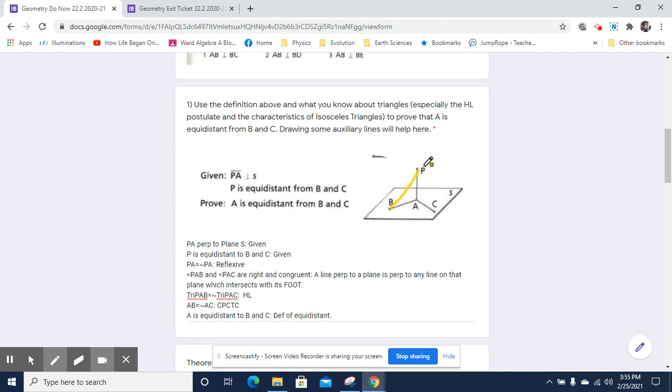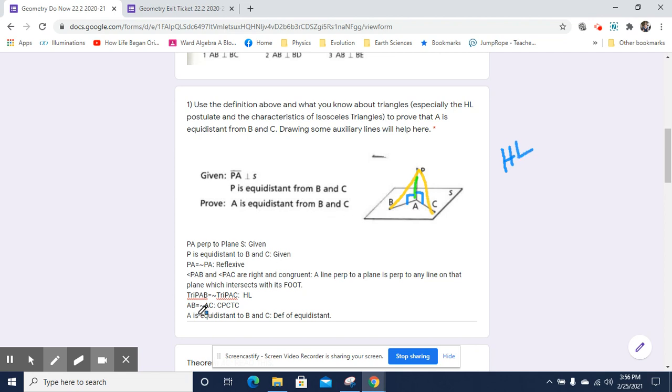We know PB and PC are congruent because we've been told P is equidistant to B and C. We also can state that PA is congruent to itself. And we know that this is a right angle, and this is a right angle. So now we've established that PAB and PAC are right triangles. We have a hypotenuse and leg, hypotenuse and leg. So hypotenuse, leg, proof for those two triangles.